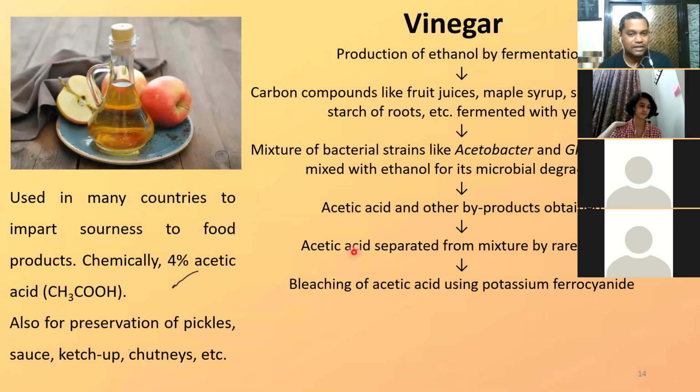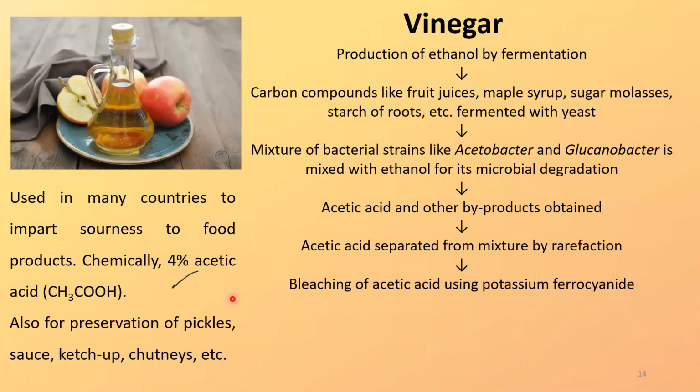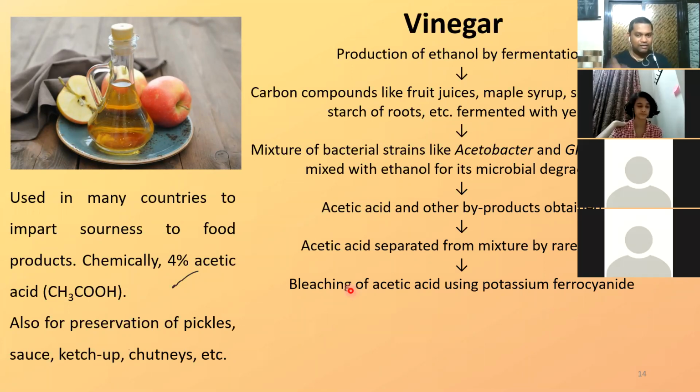So the first process it will undergo is bleaching. It will lose its natural color. Bleaching is done by adding potassium ferrocyanide. All these names you have to remember, how bleaching is done. That is why I have given you a flow chart, so it will be easy for you to remember. Bleaching of the acetic acid is carried out using potassium ferrocyanide, and that is followed by pasteurization.